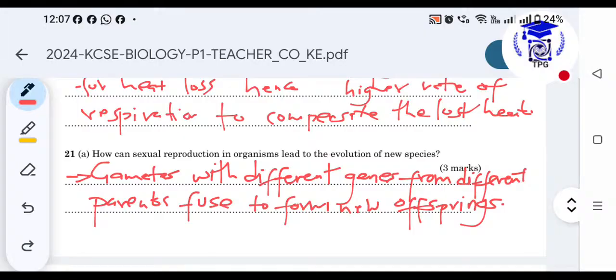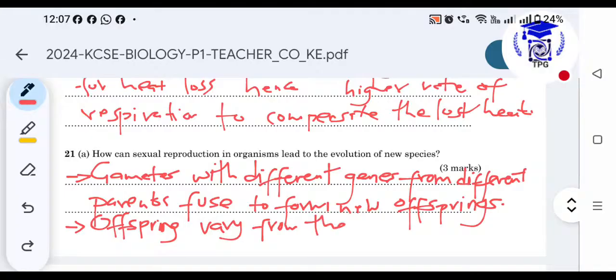So what happens is that the offsprings vary in characteristics. They vary from their parents in characteristics.